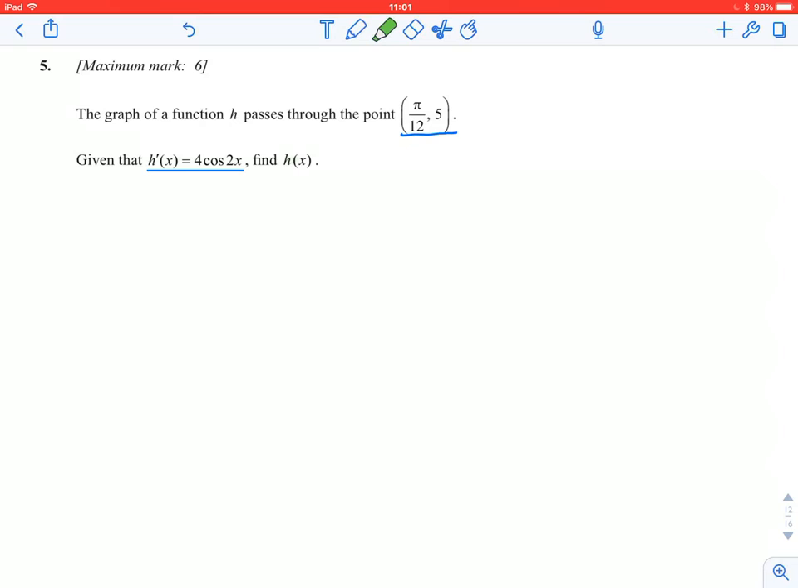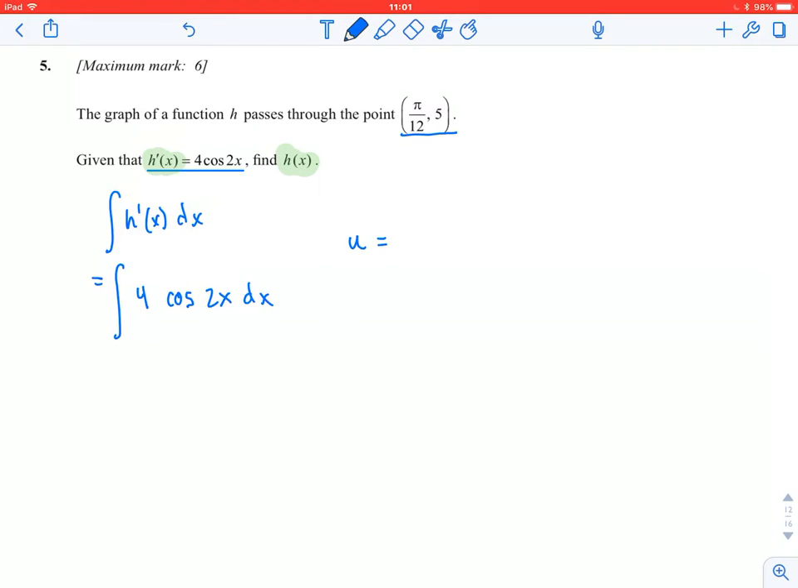So the first thing, given that the question asks us to find h of x and we're given h prime of x, is that we're going to need to find an antiderivative. So we want to find the antiderivative of h prime of x dx. So that's going to be the antiderivative of 4 cosine of 2x dx. So let's think about this. Now, we could do this by guessing and checking. This is also potentially a u-substitution problem. So let's try doing this using u-substitution as well.